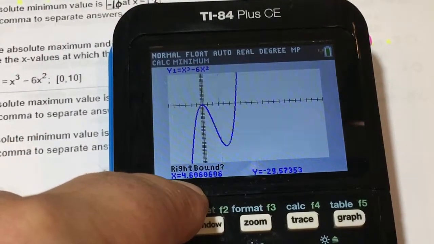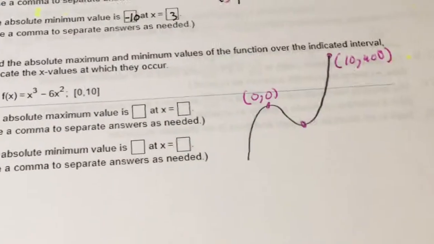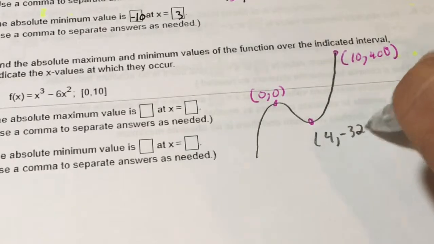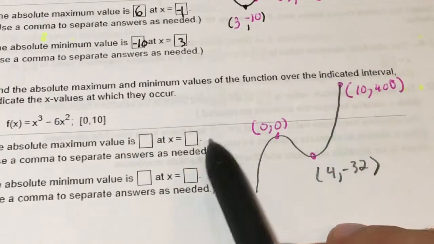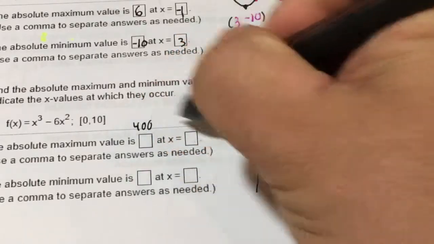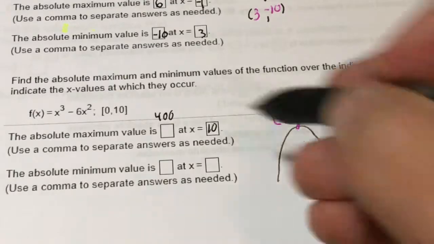I'm going to do my right bound now. So it's going to be at 4, -32, at that little low spot. That's going to be 4, -32. Now I'm going to take that information and fill it in. Absolute maximum is 400 at x equals 10. The absolute minimum value is -32 at x equals 4.